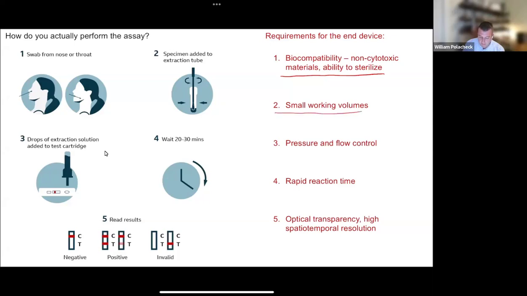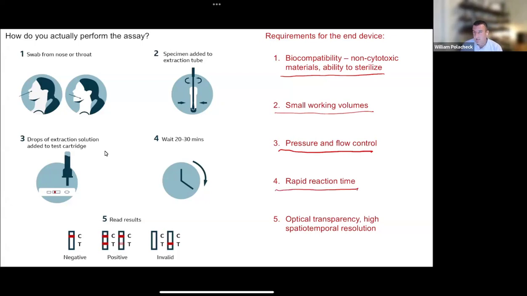We would want small working volumes because metastatic tumor cells are rare, and patients who have metastatic disease are already suffering enough. We don't want to have to take out a bunch of tissue in order to run a test like this. We obviously need high precision over pressure and flow. After all, the assay that was proposed on the previous slide involves looking at cell deformation under an applied pressure. So that's very important.